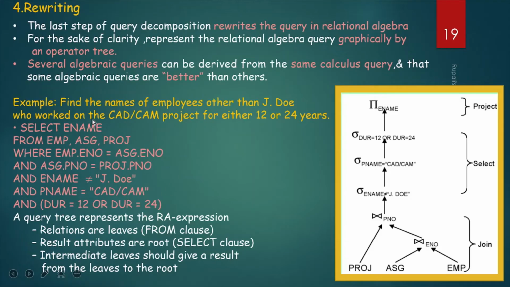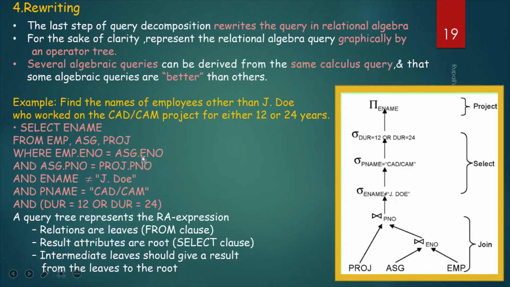So if I represent this query in relational algebra and after representing it, if I draw the query tree, it would be like this. How can we draw the tree? First, relations are leaves, that is the from clause. So from EMP, ASG and PROJ. So PROJ, ASG and EMP all are leaves. Result attributes are the root, that is the select clause, select ename. So project ename. Intermediate nodes should give a result from the leaves to the root. So first we have to join the ASG table with the EMP table.